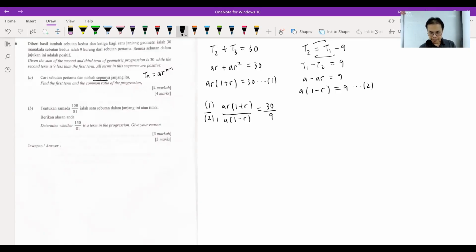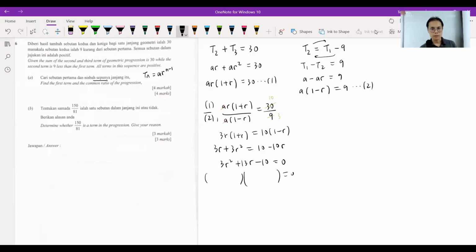Okay, we can cancel them here. I think we can cross out this, divide by 3, I get 10, divide by 3, I get 3. Then this A, I can cancel with A. The R, I cannot do anything. I can't cancel it, so I'm going to cross multiply, a bit slower here. 3R(1 plus R) equals 10(1 minus R). Expand the bracket: 3R squared plus 13R minus 10 equals 0.